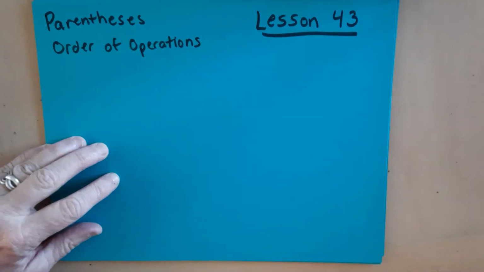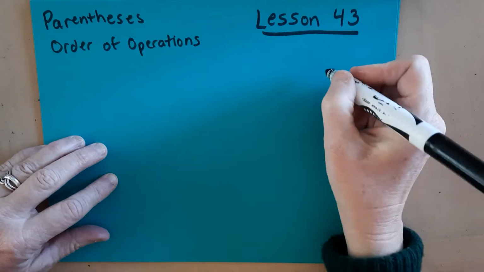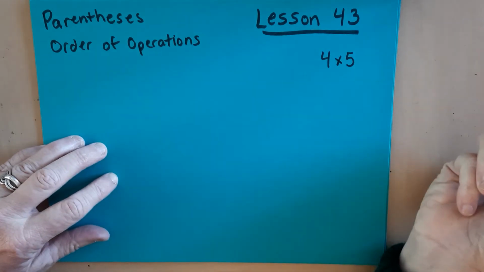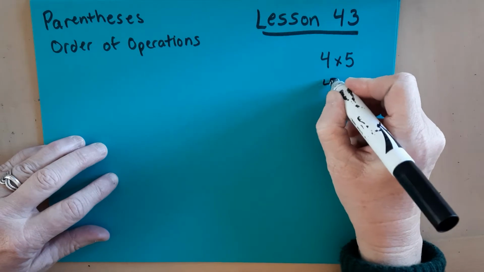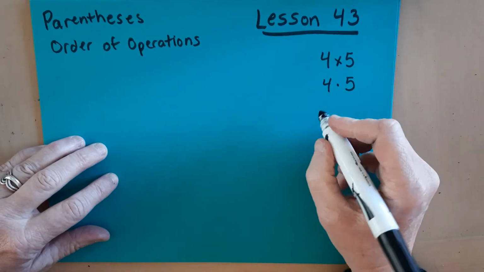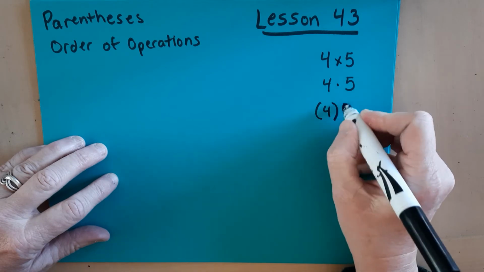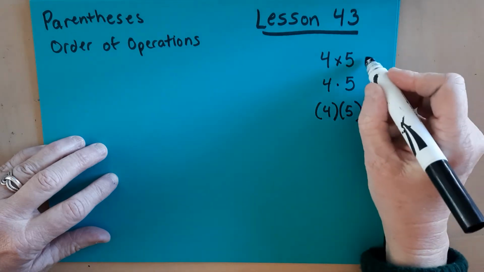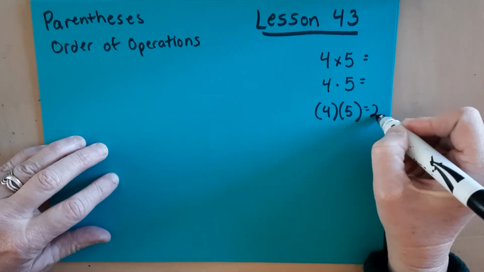So first of all, I wanted to mention that there are different ways you can write multiplication. You can say 4 times 5, that equals 20. You can use a dot to indicate multiplication. That also equals 20. And you can put them in parentheses like this. This also means 4 times 5, and all of these equal 20.